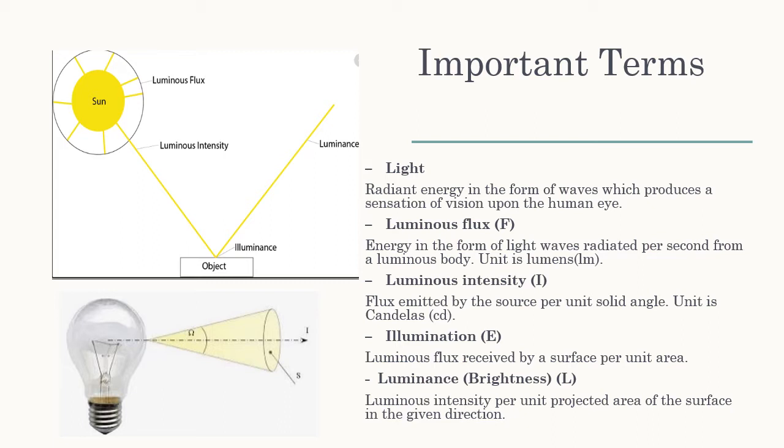The next one is illuminance and luminance. Here, two terms: illuminance, luminance. Illuminance means how much light hits the object. Luminance means how much light is reflected back. So the luminance, you can write it as luminous intensity per unit projected area of the surface in the given direction. One more term is illumination: the luminous flux received by a surface per unit area.